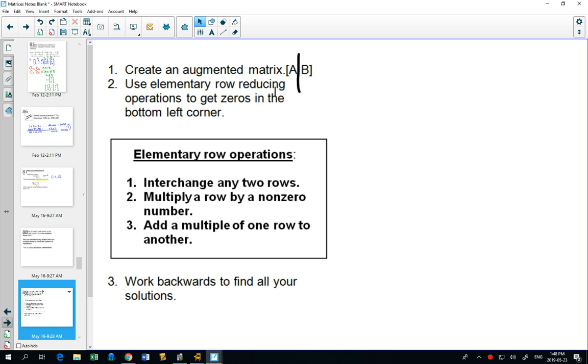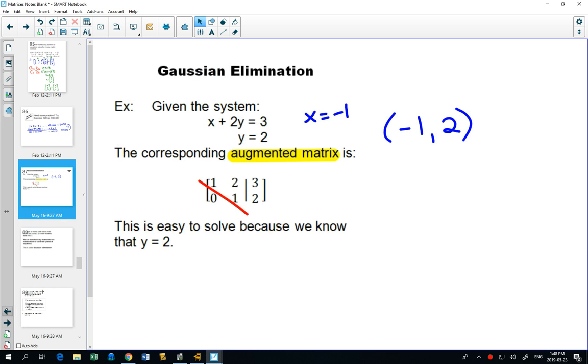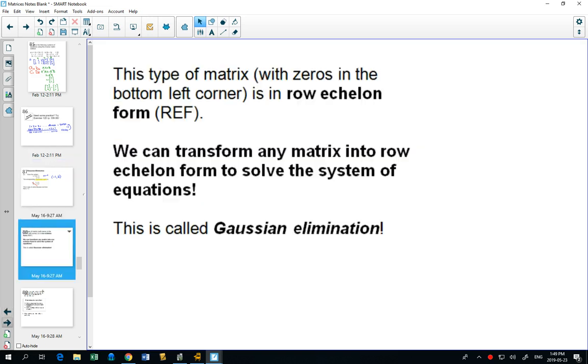So what we're going to do is create our augmented matrix and then use something called elementary row reducing operations. This is basically the same idea as elimination, but it allows you to work within your matrices. What are the elementary row operations? You can switch any 2 rows around. In other words, in my equations before, would it still be the same answers if I had written y equals 2 first and x plus 2y equals 3 second? Yes. Switching the rows around won't change your answers.